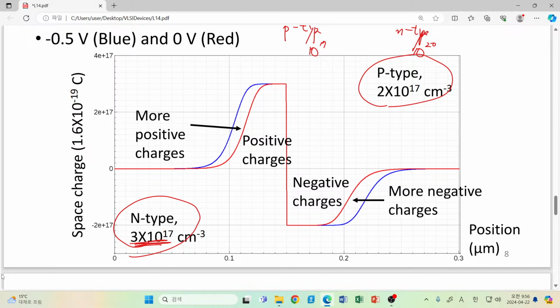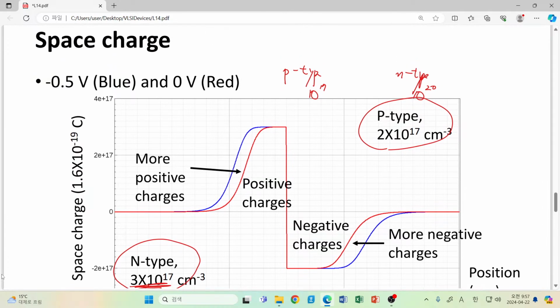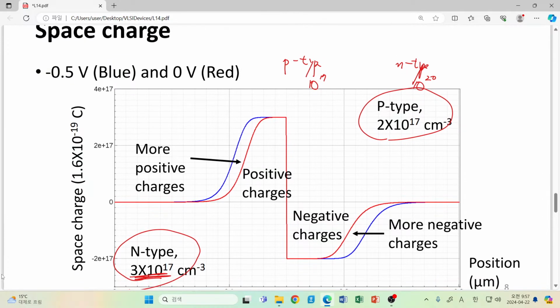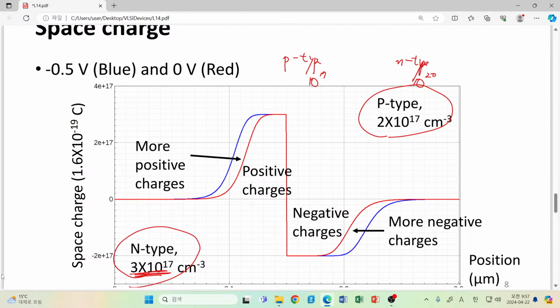So please note that in reality we have no such p-n junction, because they are more or less comparable. This is not the case. In reality, almost every time we have just a one-sided junction. One doping density is much higher than the other one. So please understand this is just for educational purposes.